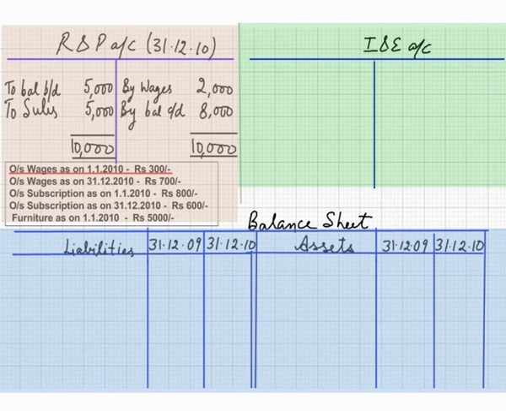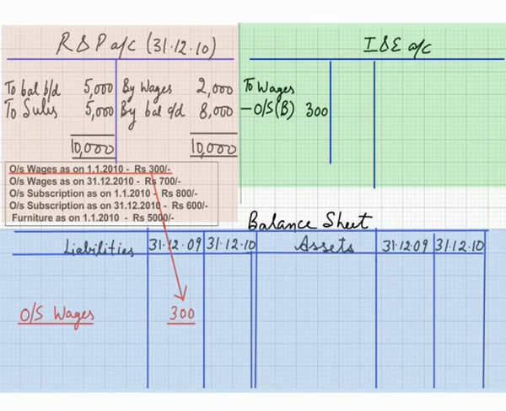Outstanding wages on 1st January 2010 300 rupees. You know, outstanding wages on 1st January 2010 means in the beginning. Outstanding wages at the end are added in the income and expenditure account, but in the beginning it will be deducted. So on the debit side of income and expenditure account, to wages minus outstanding in the beginning 300 rupees. And in the same way, outstanding wages are always shown on the liability side. So on the liability side of the balance sheet, outstanding wages in the beginning 300 rupees.